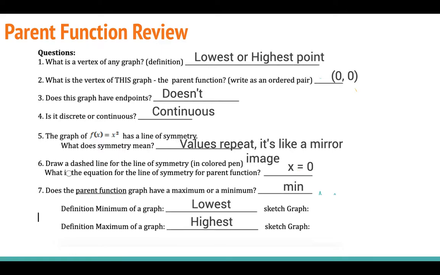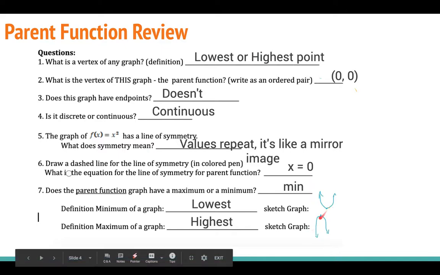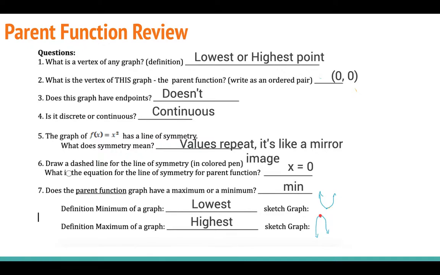So in this case, this one has a minimum. So remember, the minimum is the lowest value. Maximum is the highest value. So you can always tell where the vertex is, if it's the lowest point or the highest point.